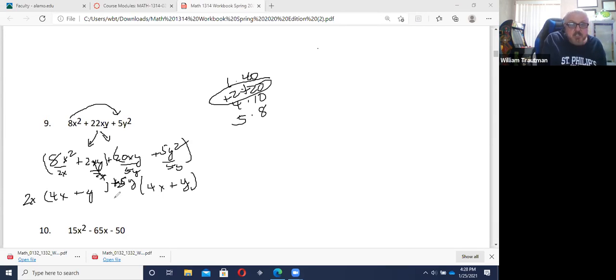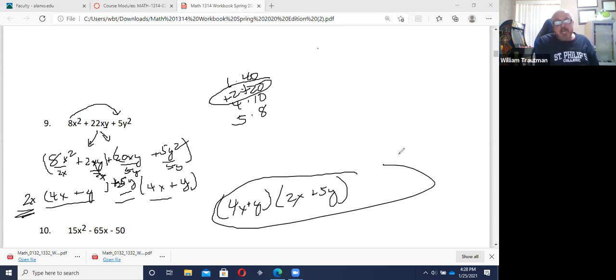Now we've got the same thing, so the 4x plus y factors out. What's left over is the 2x and the plus 5y. So that's it.